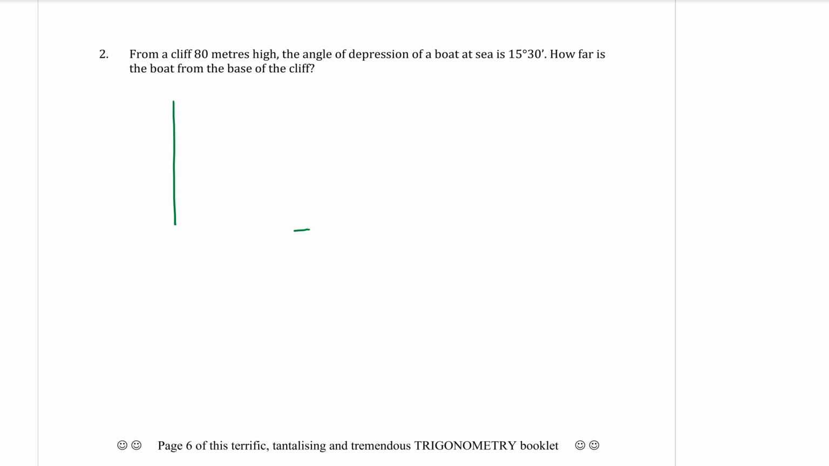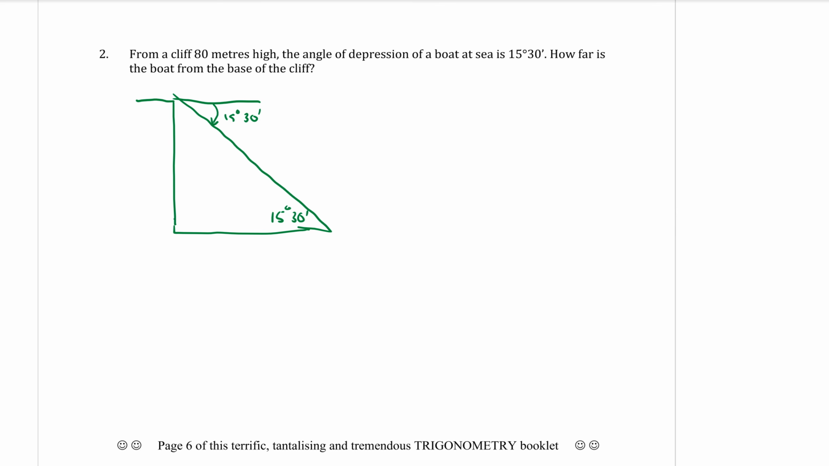So here is my cliff. There's someone up here on the top of the cliff, and the angle of depression, which means from the horizontal, that angle in there is 15 degrees 30 minutes. Obviously, my diagram is not to scale, and it's not expected to be to scale. Straight away, I use the alternate angles to put that into my triangle.